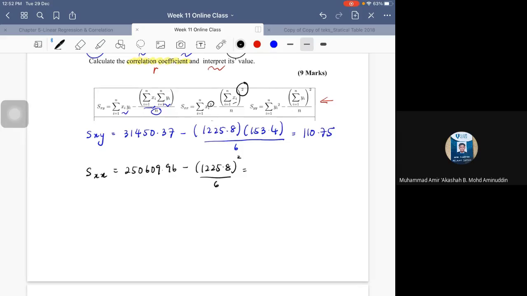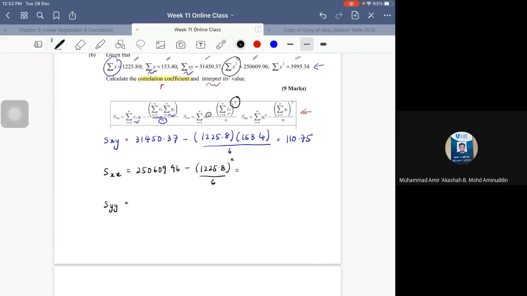And I'm going to proceed to the third element, which is going to be the SYY. According to the formula, first I need the sum of y squared, which is right there. It's given by 3995.34, minus sum of y, which will be given by 153.4, and that is supposed to be squared and divided by the sample size, which is going to be 6. So has somebody calculated the value of the SXX?